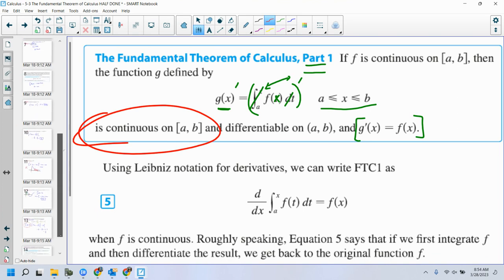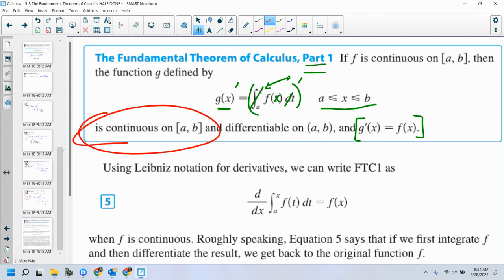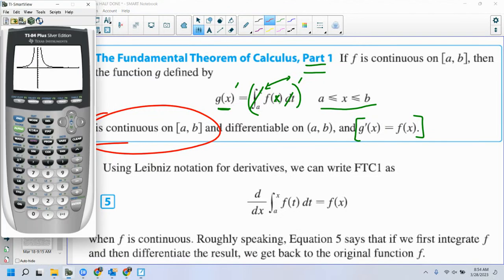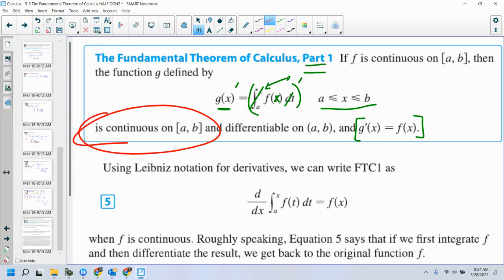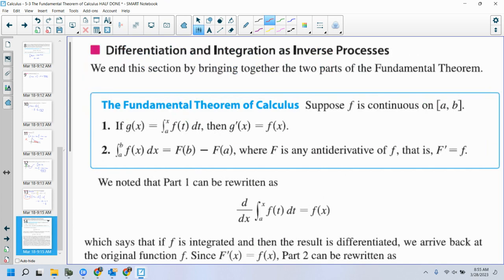It's got to be continuous and differentiable. Think about the restrictions on that. There are jump discontinuities, infinite discontinuities, removable discontinuities, and it's got to be differentiable everywhere as well, right? There are no corner points, no vertical tangents, those types of things. Okay. I think this is just kind of a summarization of the fundamental theorem of calculus.